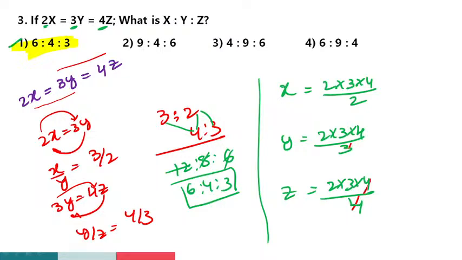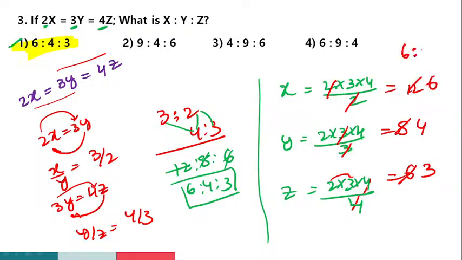4 4 cancel, 3 3 cancel, 2 2 cancel. Any other calculations? No. 3 fours are 12, 2 fours are 8, 2 threes are 6. Let me calculate. 2 threes are, and 2 fours are, 2 sixes are. The final answer here is 6 is to 4 is to 3. Right. So this process also takes at least 1 minute. I think it's a waste of time, guys. I want to answer within a fraction of a second, without a pen, guys.